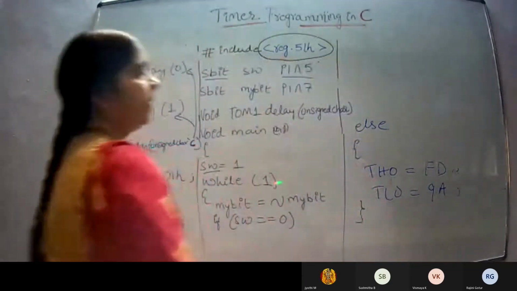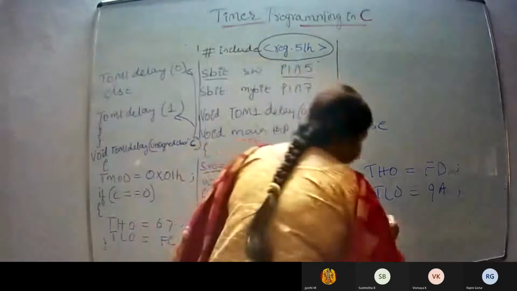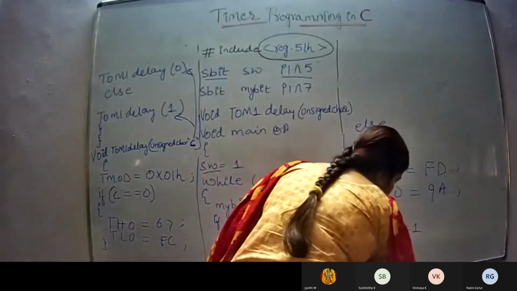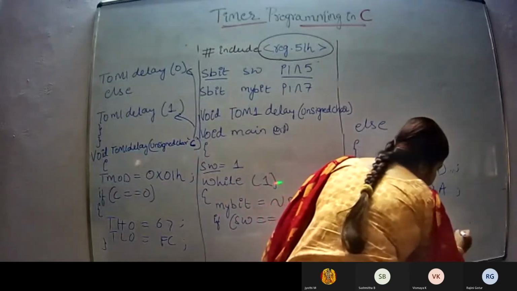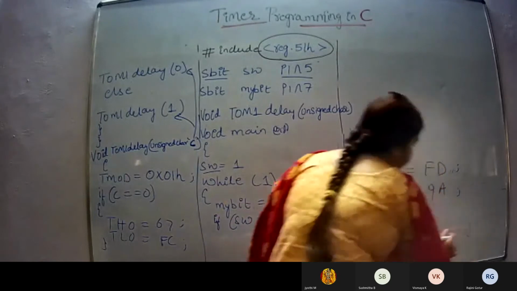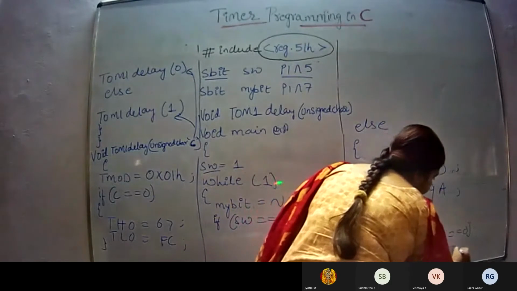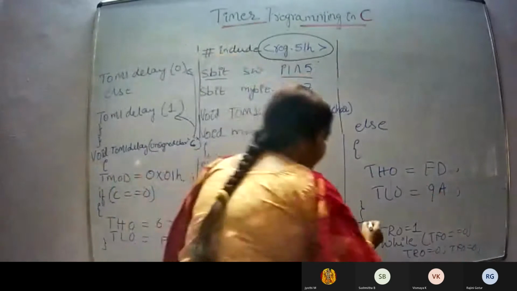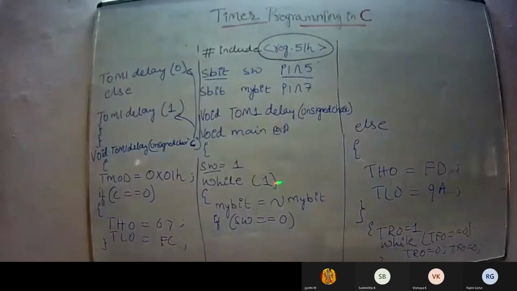Next, what we have to do? We have just called the delay. The delay is completed. Next, we have to write the timer. Which timer should be started? TR0 is equal to 1. It should be monitored, so we take TF0 is equal to 0 is monitored. Next, clear it: TR0 is equal to 0, TF0 is equal to 0. Close the bracket. This will end the program.